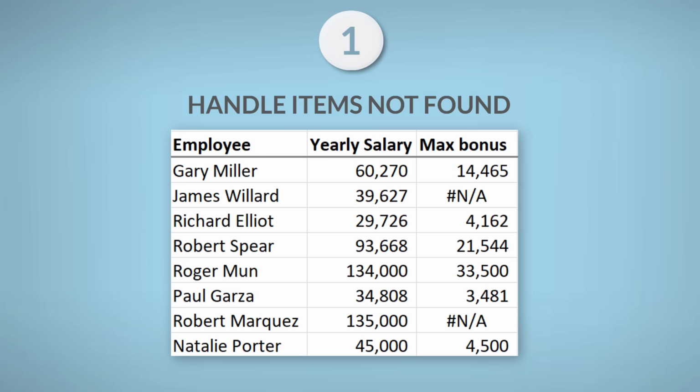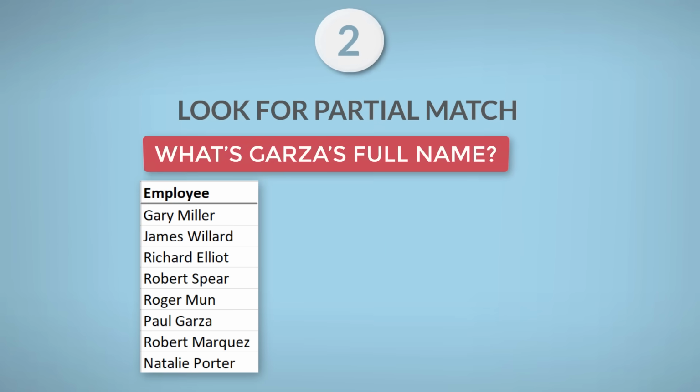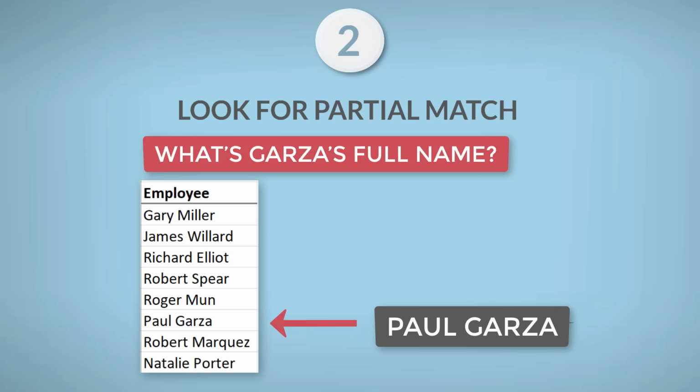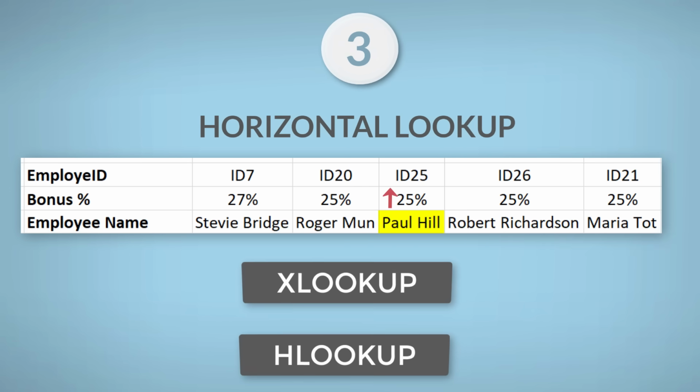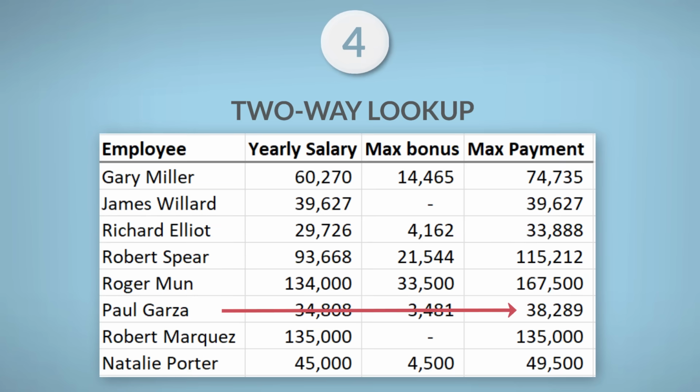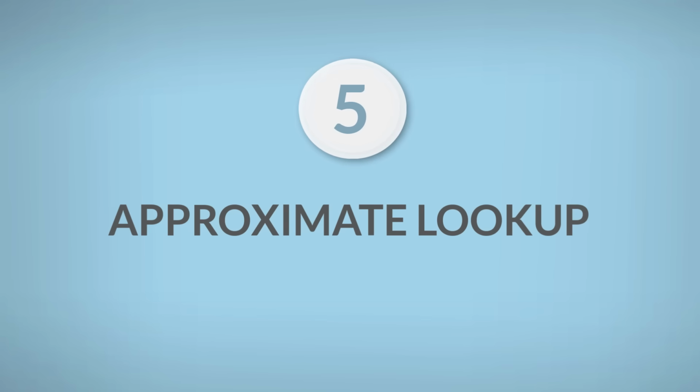First example we're going to look at is how to handle items not found, so basically handling errors in XLOOKUP. Then we're going to take a look at using wildcards in the lookup, so looking for partial match instead of full match. We're then going to do a horizontal lookup. We'll use XLOOKUP instead of HLOOKUP. Then a two-way lookup, so lookup under rows and columns. And finally, how to look for an approximate match with XLOOKUP.